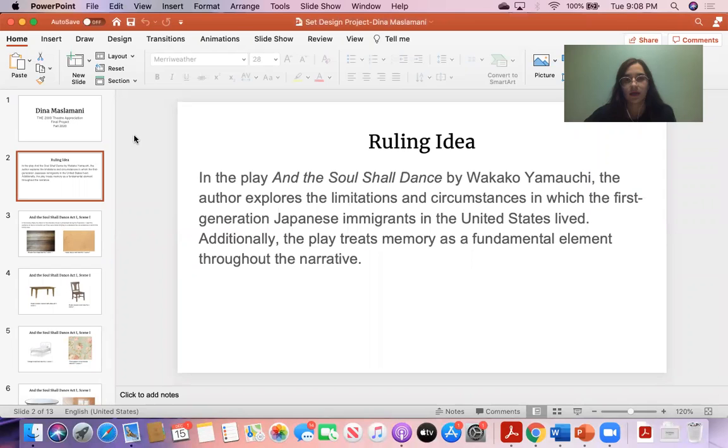The ruling idea in the play and this presentation is that in The Social Dance by Wakako Yamauchi, the author explores the limitations and circumstances in which the first generation Japanese immigrants in the United States lived. Additionally, the play treats memory as a fundamental element throughout the narrative.